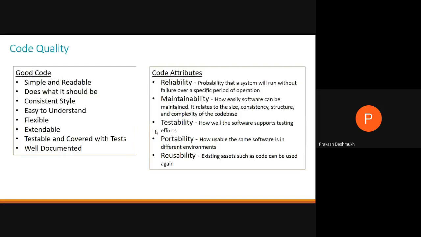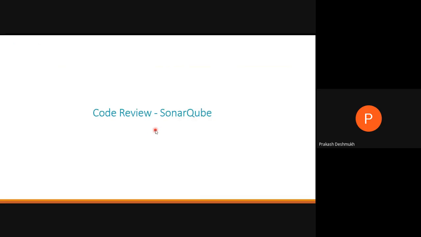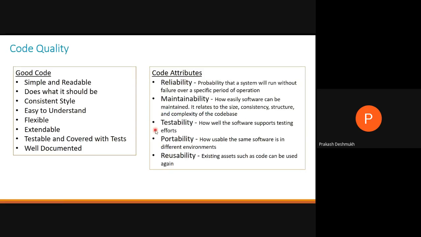Okay, so SonarQube is for code review and code quality. So how is the good code? How do you identify a good code? It's simple and readable, does what it should be. As we have seen, OOPS, object-oriented programming, code writing has improved drastically. It's a very structured way of writing the code, and it's very simple and readable.